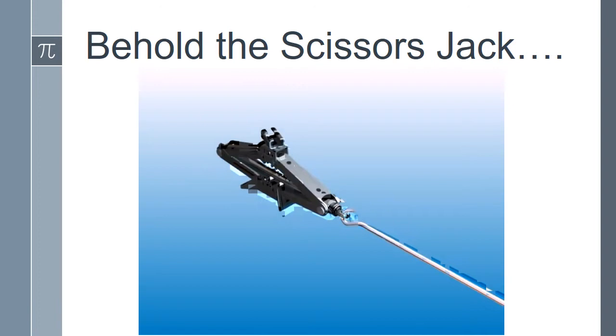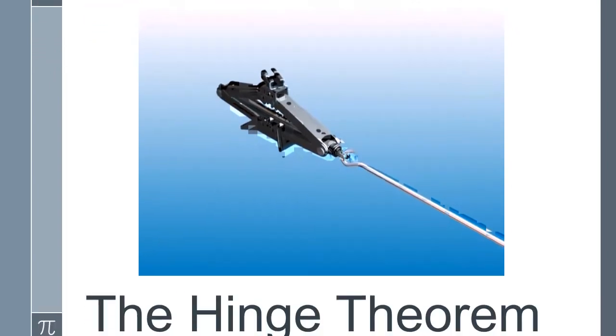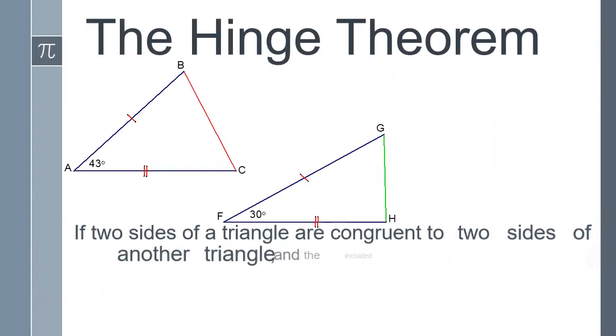So the vertex angle of those isosceles triangles, the upper one and the lower one, get squeezed in. This tells us something about what happens with triangles when angles are squeezed. We can have two sides the same, but as soon as that angle changes, it's going to make a difference in the length of the third side. That's called the hinge theorem.